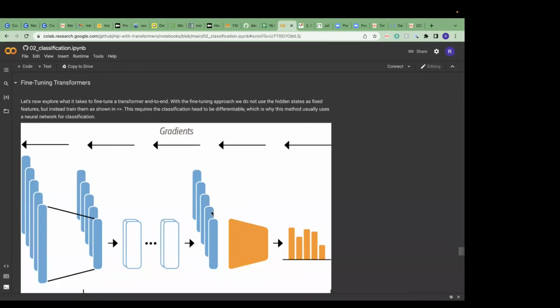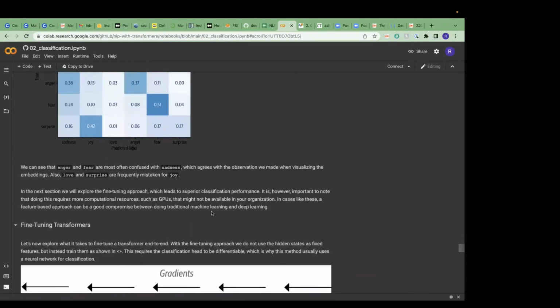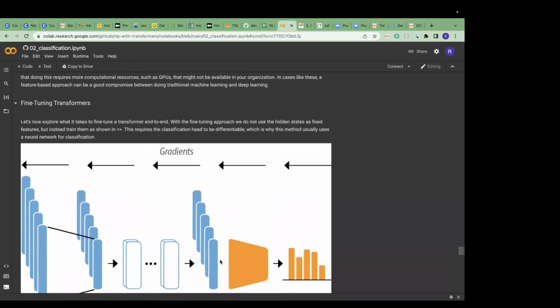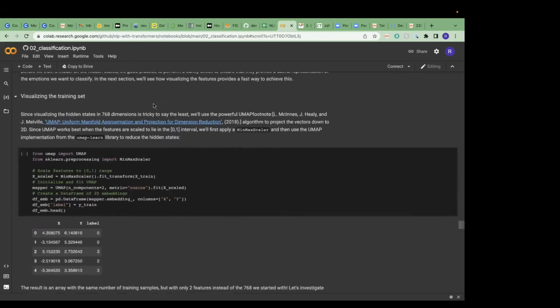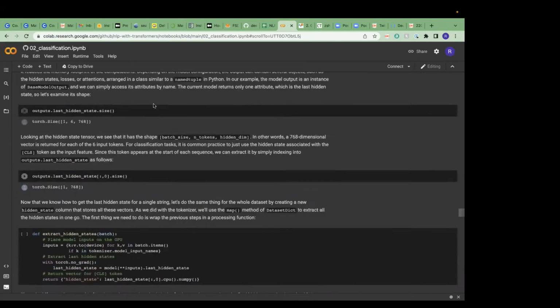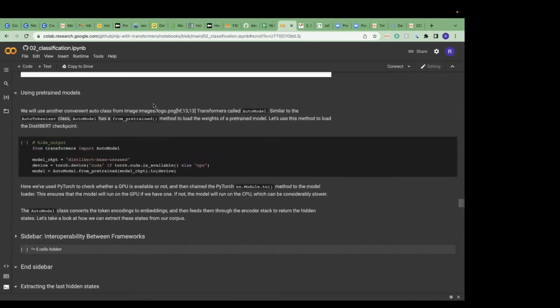Okay, so I was confused how do we get this hidden state out if we don't change the gradient? Are you talking about the fine tuning or the previous, the transformers as feature extractors section? So how do you get the hidden state?